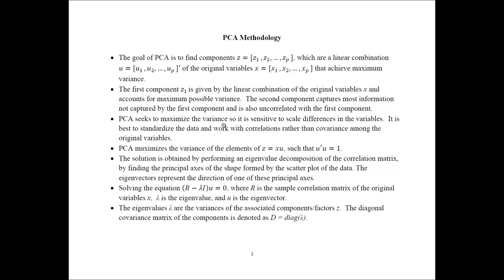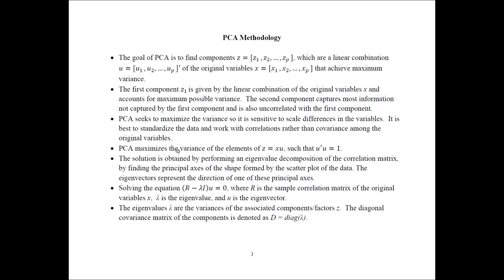So PCA seeks to maximize the variance, and so it is sensitive to the scale difference in variables. So for example, if you have a survey that has attitude questions ranked from 1 to 7, then you can use a covariance matrix. But if you have variables where one of them is measured in dollars, one of them is measured in number of people, one of them is measured in proportions or something like that, then it's better to use correlations in your data because of scale issues rather than the covariance of original variables.